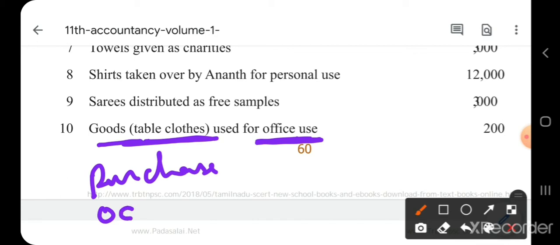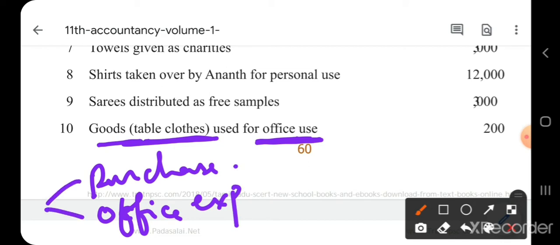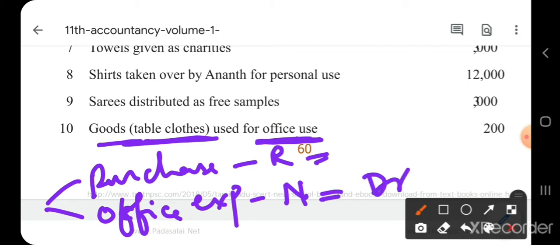So what are the accounts involved? Office expenses account and purchase account. Now purchase is a real account and office expenses is a nominal account. Debit all expenses and losses, and for the real account, the rule is credit what goes out. The entry will be office expenses account debtor to purchase account.